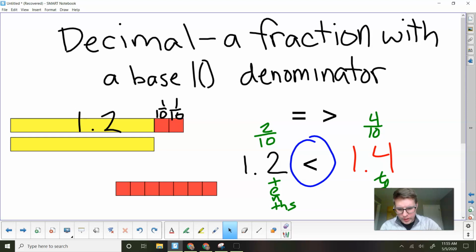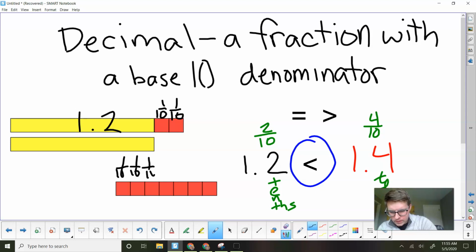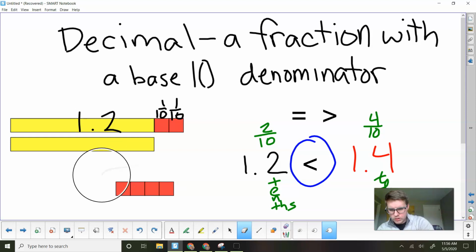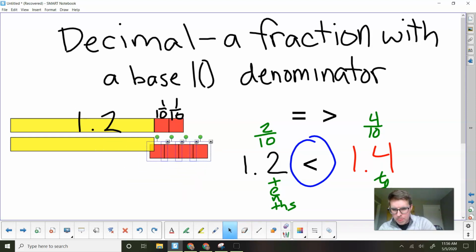And now I need 0.4. So I need 4/10, right? That's what 0.4 is. So here's 1/10, 2/10, 3/10, and 4/10. So 0.4 is right there. I'm going to take these 3 extra ones and delete them. So now I've got 0.4. Okay, so I'm going to move my 0.4 up so it's connected to my 1 whole. Oh yes, just like so.